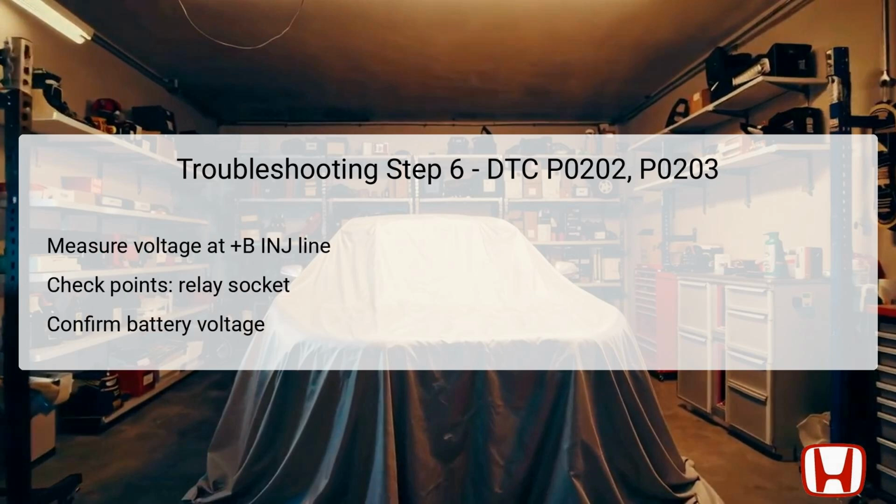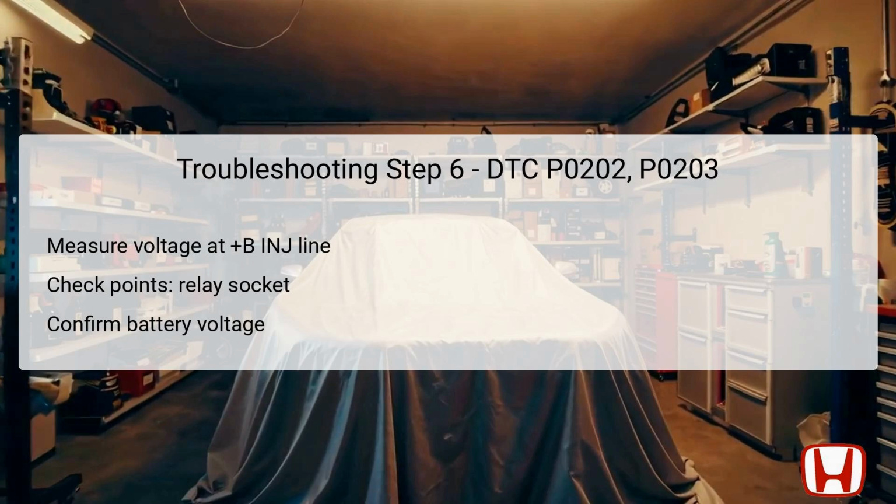The sixth troubleshooting step involves conducting an open wire check on the +B INJ line. This test is performed similarly to the previous voltage check, but focuses on a different parallel circuit. The goal here is to measure the voltage between test point 1, located at the injector relay socket, terminal number 1, and test point 2 that connects to body ground.